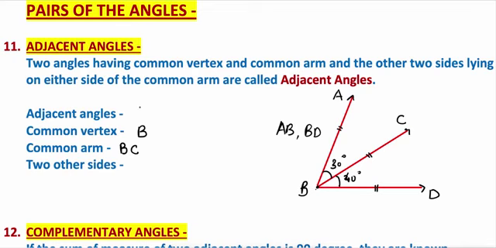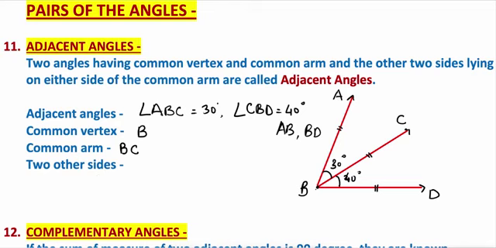So for adjacent angles, we can say angle ABC is 30 degrees, and angle ABC is adjacent to angle CBD, which is equal to 40 degrees. The two angles, angle ABC and CBD, are adjacent because they have a common vertex and common arm BC, and the other two arms are on either side of the common arm. So these angles are called adjacent angles.